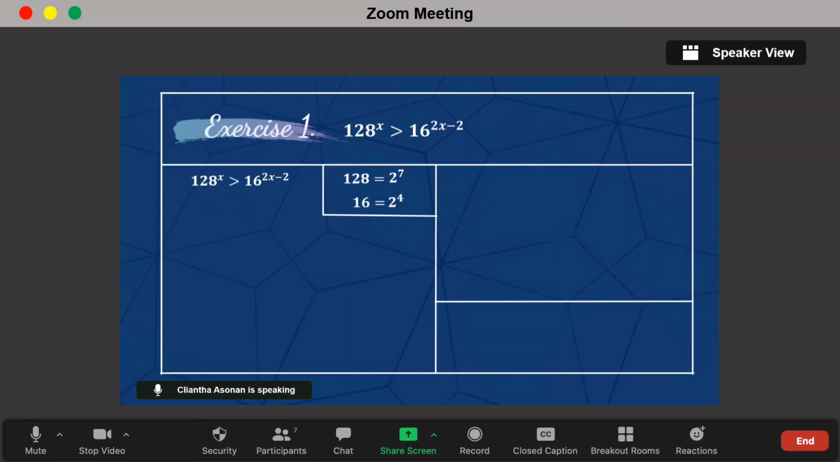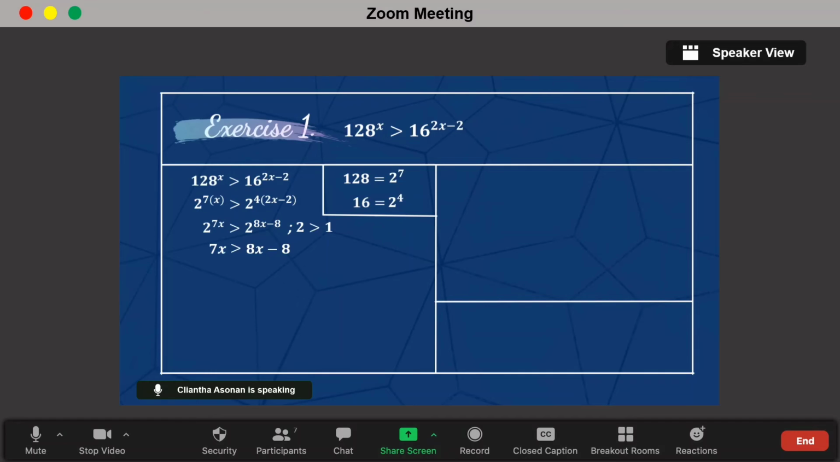It is 4. So now, if we input these values into our inequality, we now have 2 raised to the power of 7 multiplied to x is greater than 2 raised to the power of 4 times the quantity 2x minus 2. Then, we have 2 raised to 7x is greater than 2 raised to 8x minus 8. Since the bases are now the same, we can use the one-to-one property to bring down the exponents. Since the base 2 is greater than 1, there is no need to change the inequality symbol. So, we have 7x is greater than 8x minus 8.